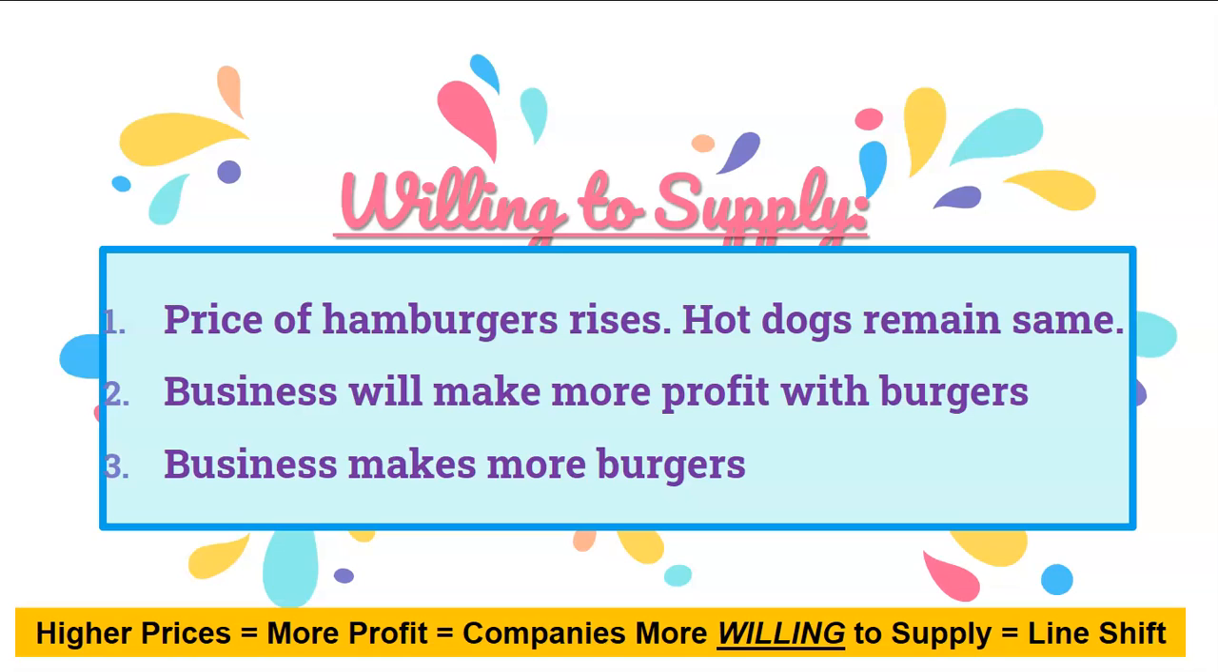So what is the business going to do in that situation? Number three, the business makes more burgers. So whenever the price is higher for them, from a business mindset, they're going to make more profit. You have to remember all the demand stuff that we've been talking about in demand curves. You're always looking from the consumer's point of view. They're wanting to get a sale. You don't want to spend more money than you have to. But in this case, we're looking at everything from the business side of the house, where you want higher prices when you sell because that means you get more profit. And at the bottom, just to recap, higher prices equals more profit, and companies are more willing to supply, which means you're going to have a shift in your line.